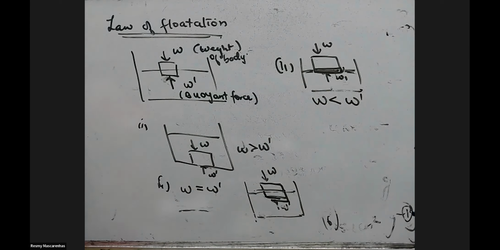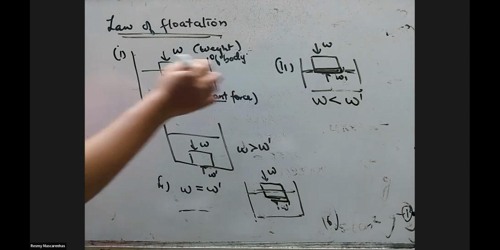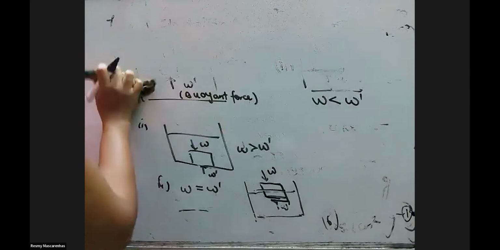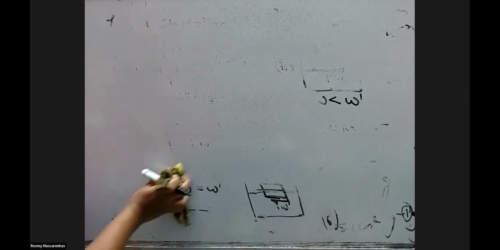Is there given in the notes? They have not numbered them. So this is the first one. This is the second one, and this is the third one, partly submerged. There are not many questions asked on that.